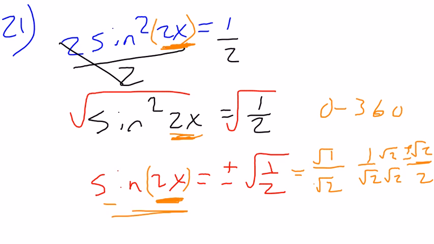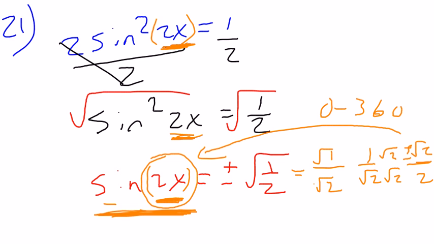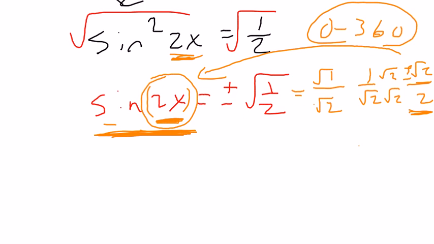Okay, so we're going to try and find out all the times that sine of an angle, treat this just like it's an angle, even though it's 2 times x, it's just a single angle. We're going to find all the times that we get either plus square root of 2 over 2 or minus square root of 2 over 2 between 0 and 360. And then instead of just x equals, we're going to put 2x equals.